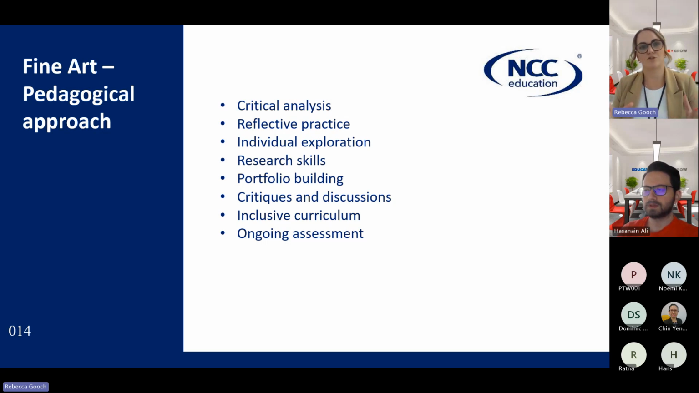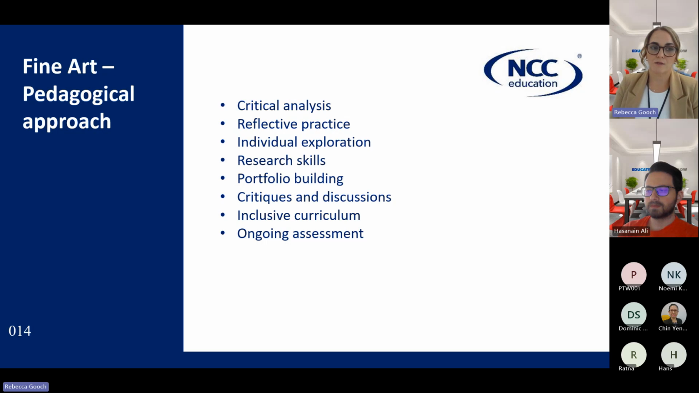But it is a very exploratory discussion, with critique and reflective practice. Again, encouraging that individual exploration and those key research skills, building that portfolio from the very first lesson to the very end of the unit, whether you deliver that in a short space of time or over the academic year. A real focus on critiques and discussions within the lesson to promote the autonomy of the students and how they perceive certain elements there as well.